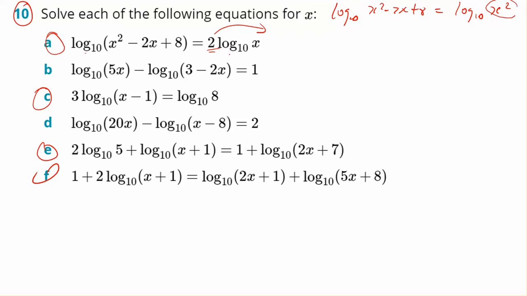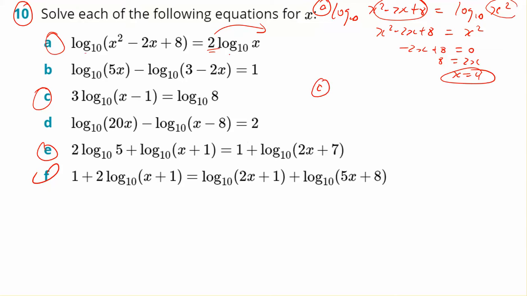Now, because they're both log base 10 on both sides, I can say the x squared minus 2x plus 8 and the x squared are the same, because I'm just basically comparing what's inside the logs. Now, I can subtract x squared from both sides, so I'm just left with negative 2x plus 8 equals 0. I move the 2x to the other side, so 8 equals 2x. X must equal 4 if I divide both sides by 2. That's my A.